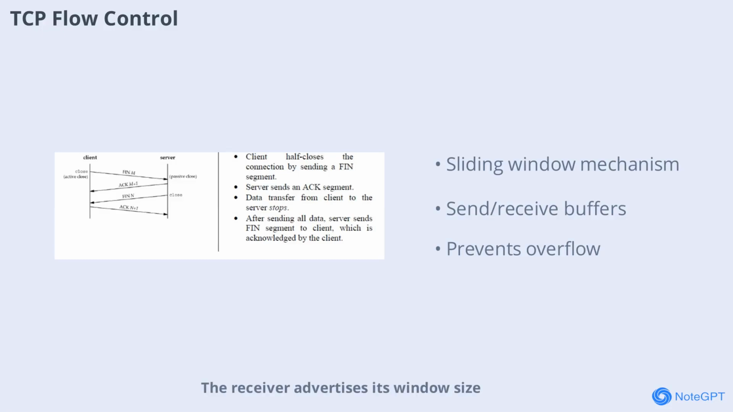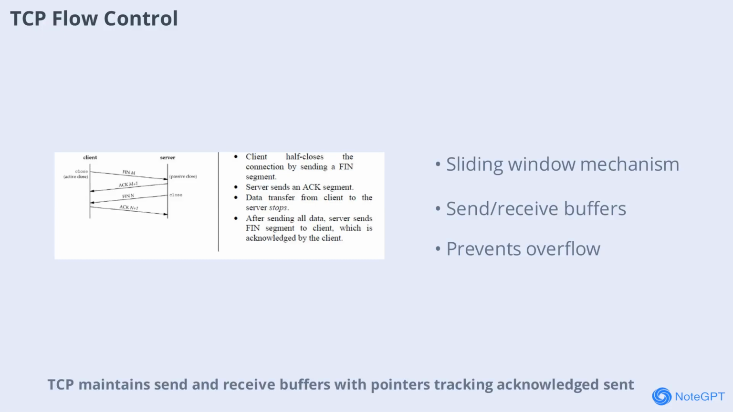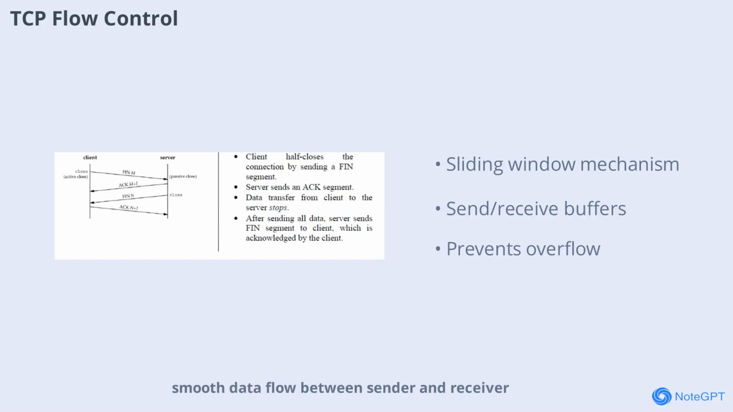The receiver advertises its window size, limiting how much unacknowledged data the sender can transmit. TCP maintains send and receive buffers, with pointers tracking acknowledged, sent, and written bytes. This system prevents buffer overflow and ensures smooth data flow between sender and receiver.